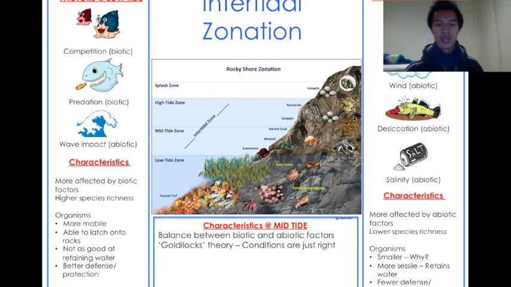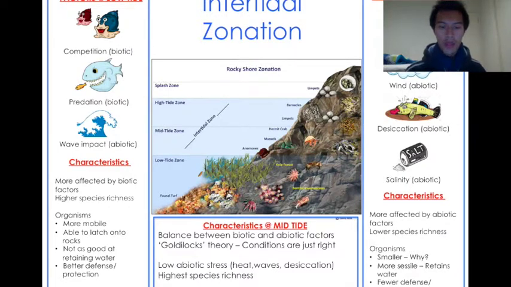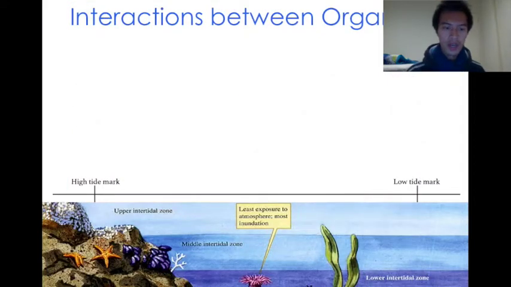And so what you kind of get is that there's a low abiotic stress, and the richness of the species is actually highest at the mid-tide zone because the conditions are most favorable, and so you have a large variety of organisms that are able to survive here. But each one has intense competition, and so you will see that for individual species, their actual population levels are actually lower.